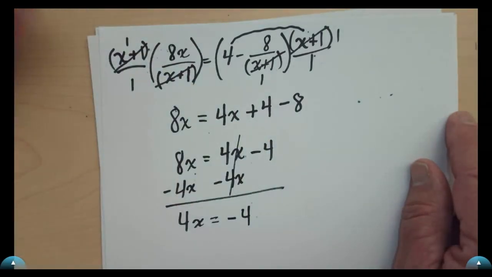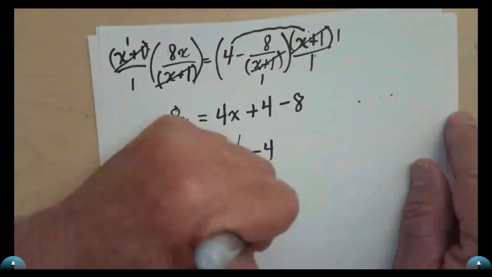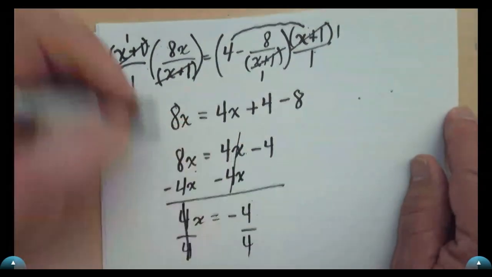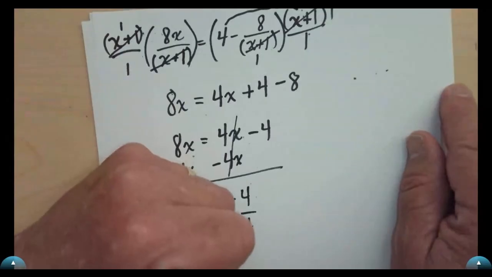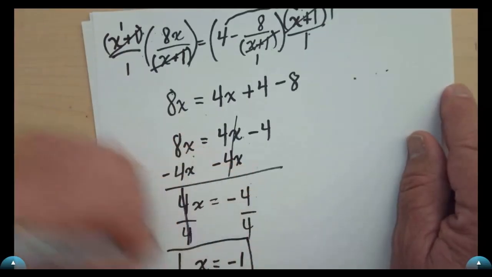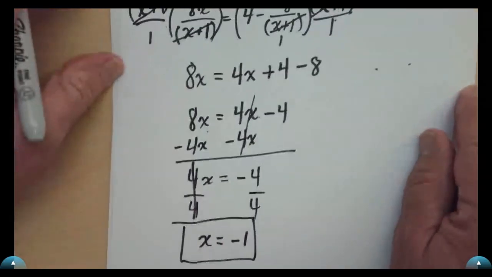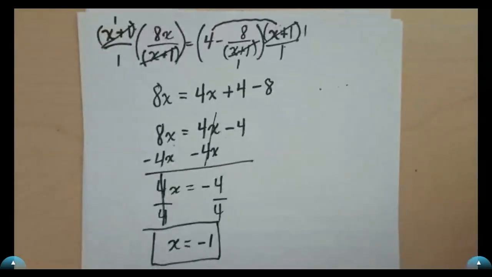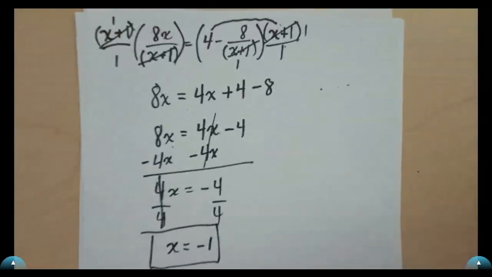And I need to now divide each side by 4. Does everybody agree that negative 4 divided by positive 4 is negative 1? And so that's our solution. Let me zoom out just a little because I want us to be able to see all of this on the page at once. Hang with me.